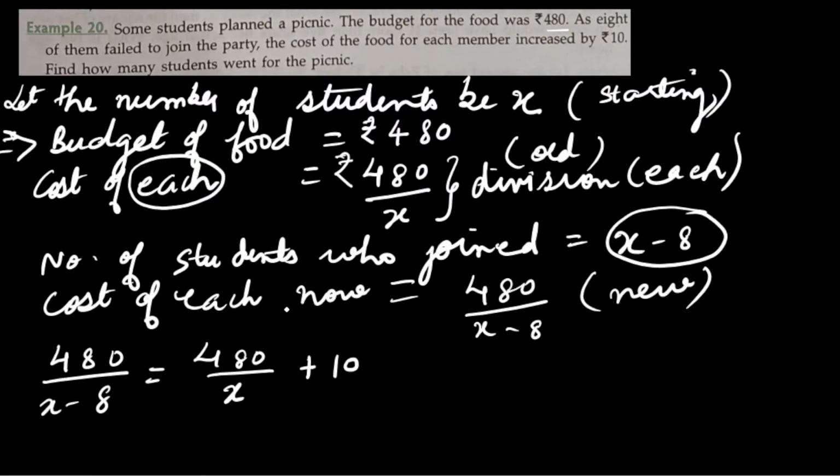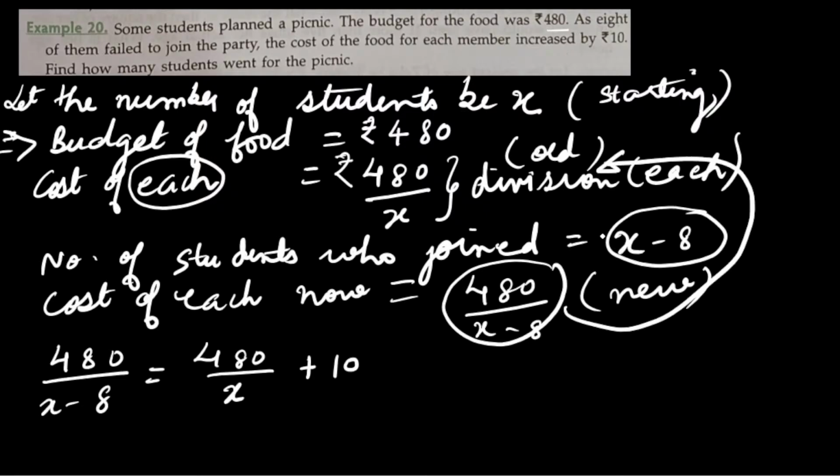So now what will be the new cost? The new cost for each member is 480 by x minus 8. But it's given this new cost is actually increasing by 10 from the previous cost. So that means I can write 480 divided by x is equal to 480 by x minus 8 plus 10. Now this equation we can simplify.